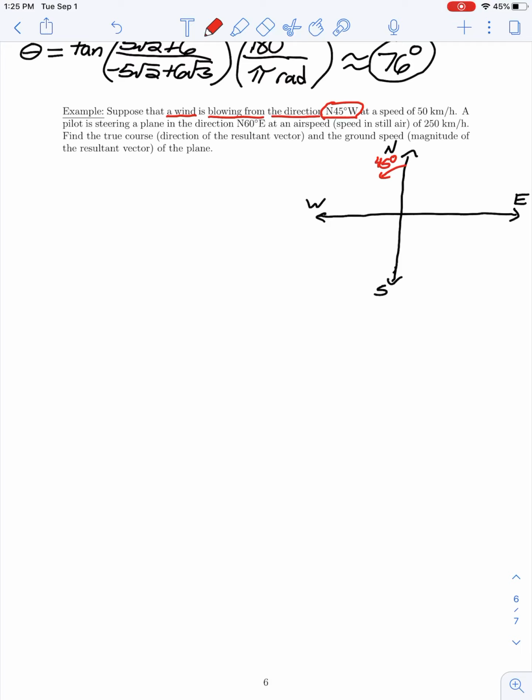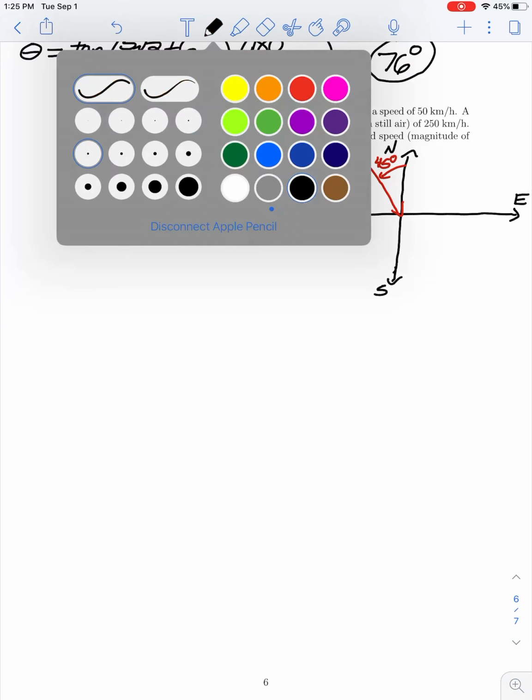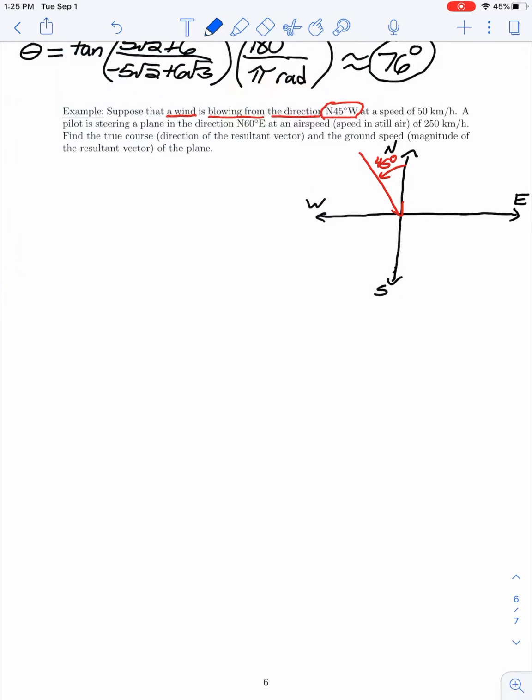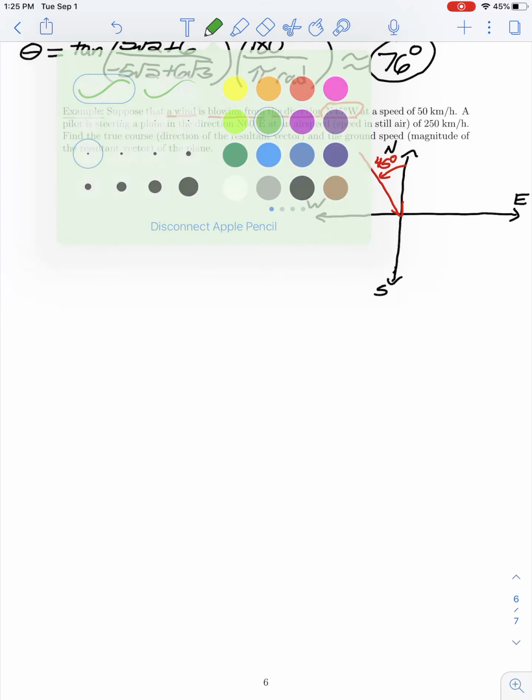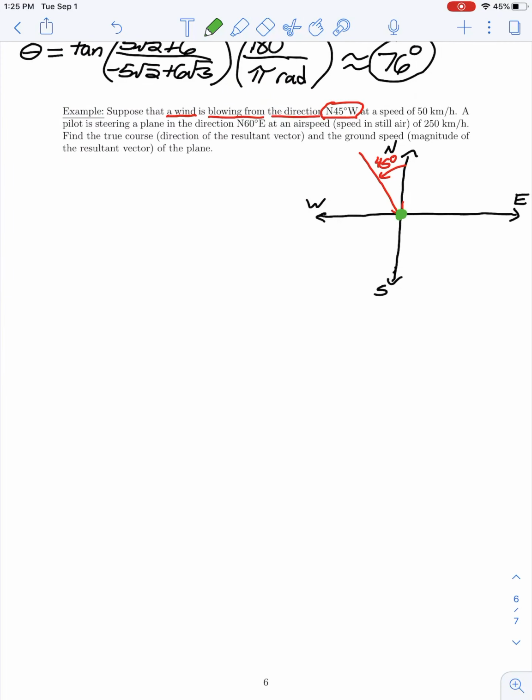Now, we've got to be a little bit careful with our wording here. We're told that the wind is blowing from that direction. So we're not moving from the origin outward in that direction, but the wind is coming from that direction. Let's say that our plane is going to be considered at the origin. So we have this wind blowing from this direction towards our plane.